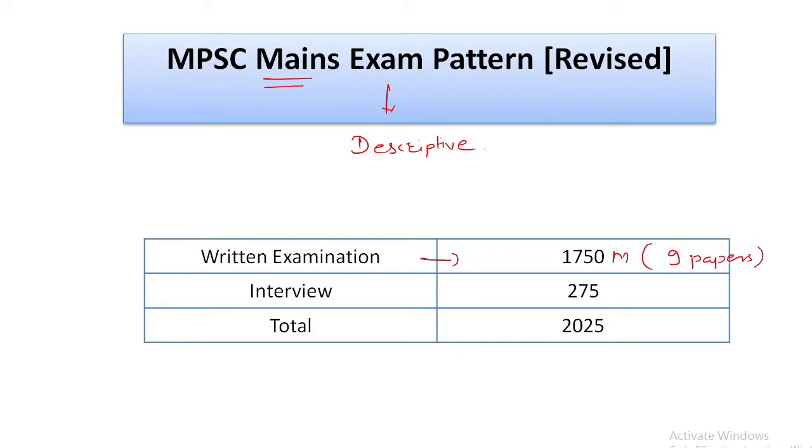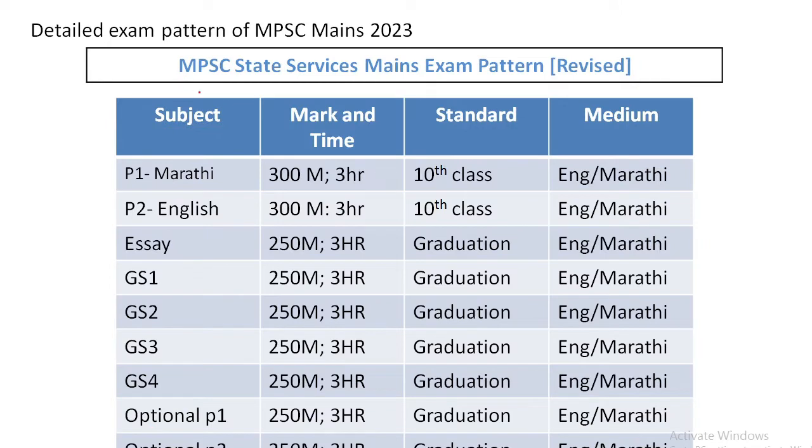Okay, we are going to see all these papers, don't worry. For the interview we have 275 marks, and the total is 2025. Okay, you got it. Written examination 1750, for the interview 275, total 2025. Let's move. Okay, now here is the detailed exam pattern of MPSC Mains 2023.